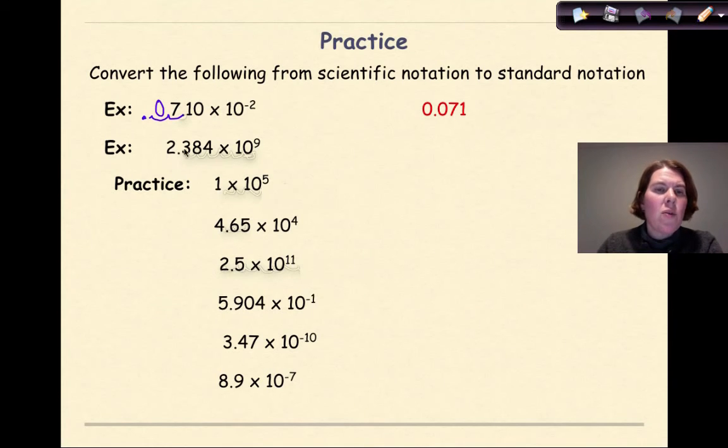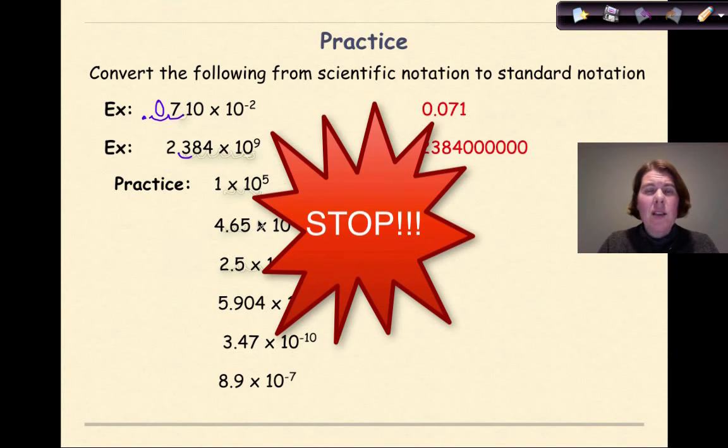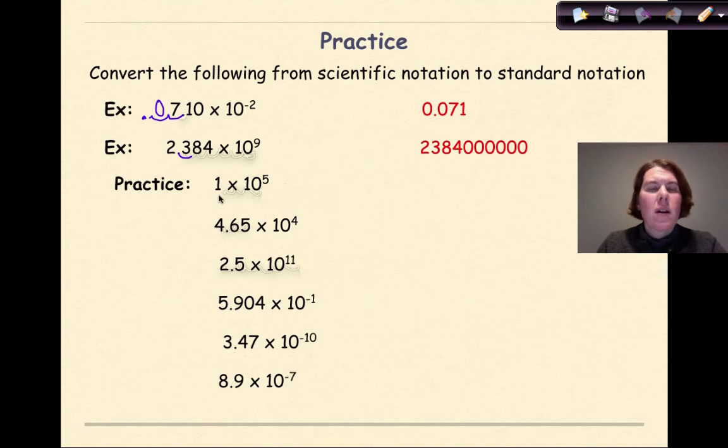The next one, 2.384 times 10 to the 9. The 9 is positive, so I'm going to end up taking this decimal over 9 spots. So my final answer for this one will be 2384, and then a bunch of zeros. So now what I'd like you to do is stop, practice these, and come back and check your work.